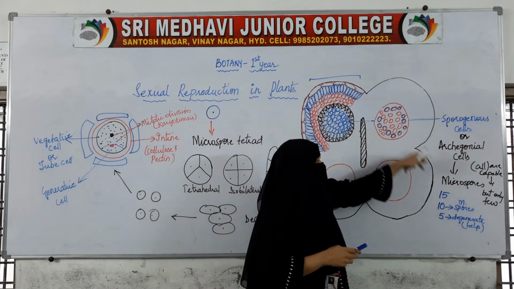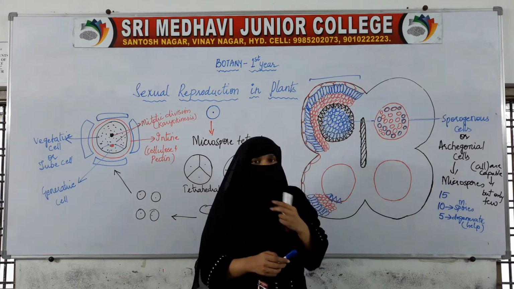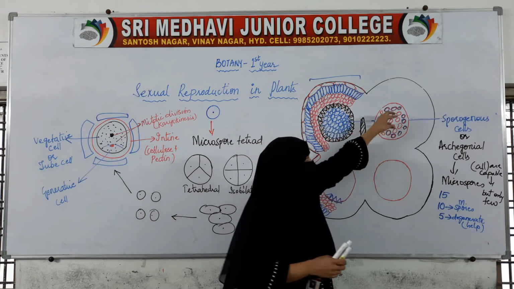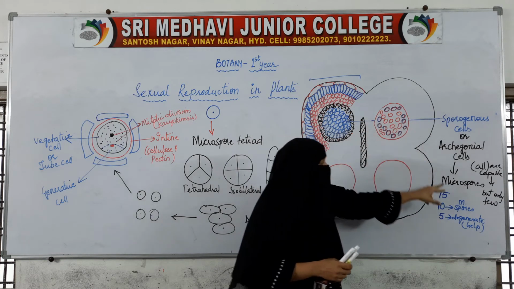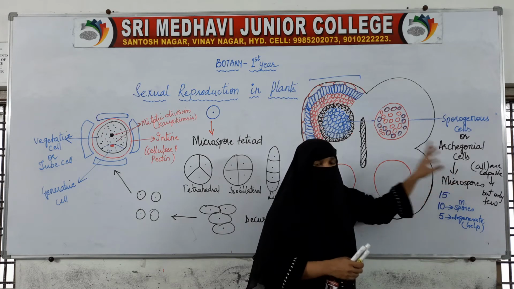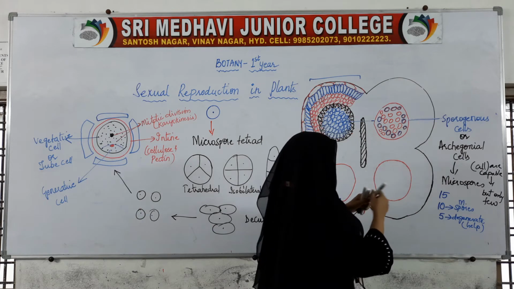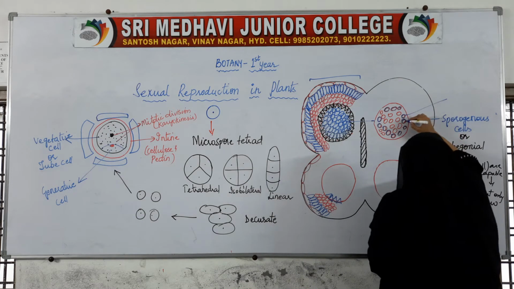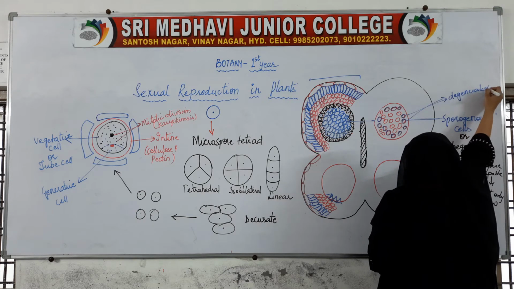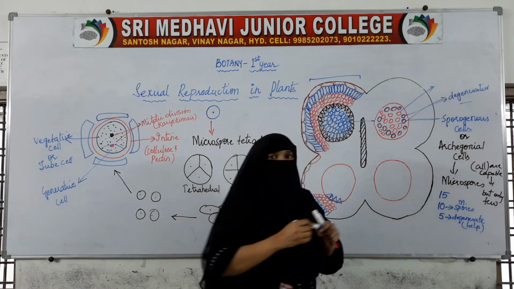And the rest will produce the microspores. Now coming to this, the cells which are producing microspores, now these red ones, the blue ones are degenerated. These cells, the blue color cells, are degenerated. Okay, and the red cells, they will be producing microspores.